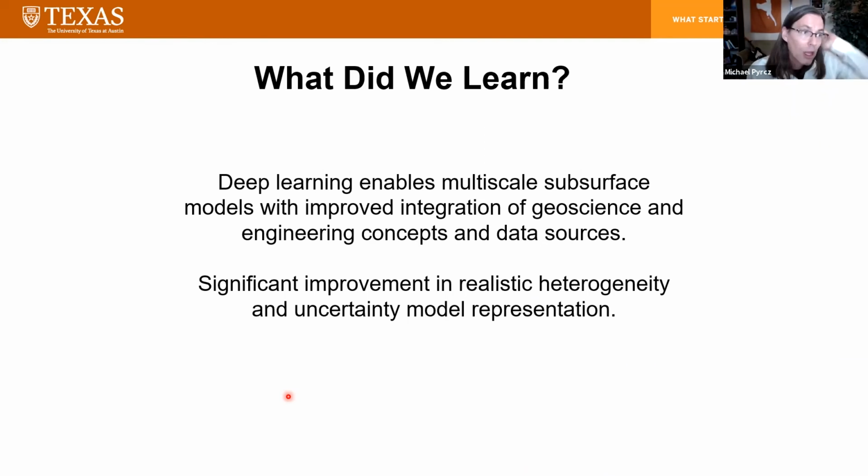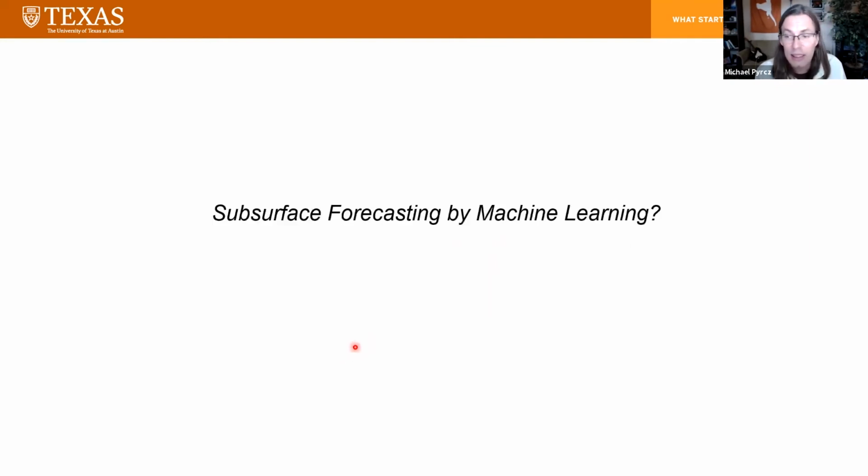Okay, what are we learning? Deep learning, we're pushing the envelope for the degree of complexity. We're also able to get multi-scale models, and we are able to reproduce the uncertainty model. And that's essential to us. I'm going to make a comment on that at the very end.